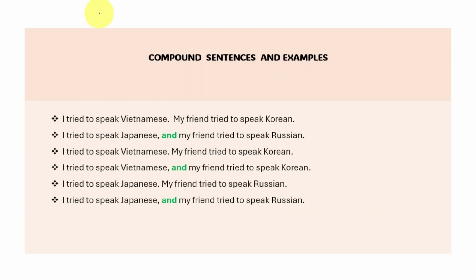Now, when you take a look, we have: I tried to speak Vietnamese. My friends try to speak Korean. Now, they're not separate. Here we have two complete sentences. I mean, we have two simple sentences. Now we want to combine them to become a compound sentence. To make them become a compound sentence, we use a conjunction. Now, this and this is not a compound sentence. We have to combine them.